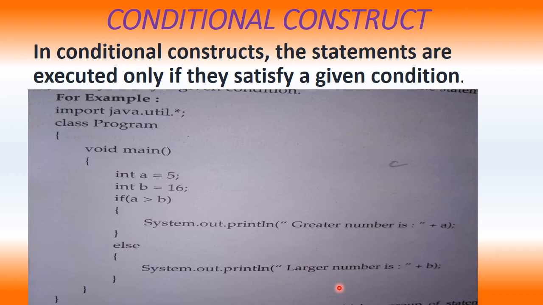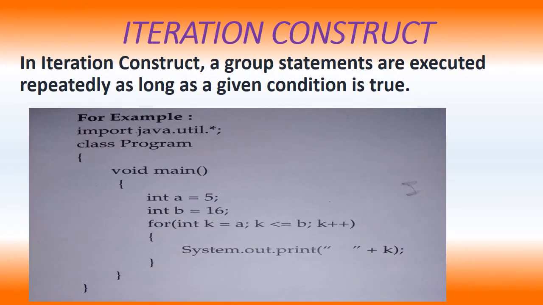So this type of constructs are based on conditions. If the condition is satisfied, then only those related statements will execute. Now the third type of construct is the iteration construct. So what happens in an iteration construct? A group of statements is executed repeatedly as long as the given condition is true. Iteration constructs are also known as looping constructs.